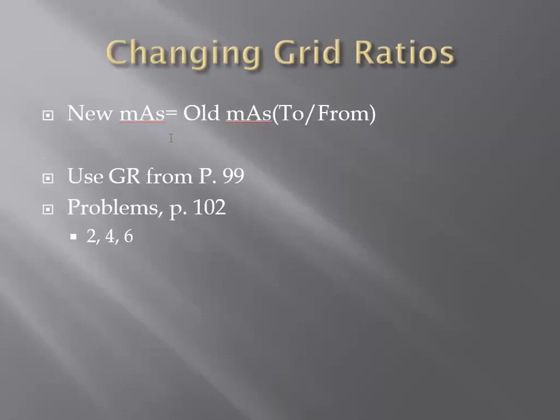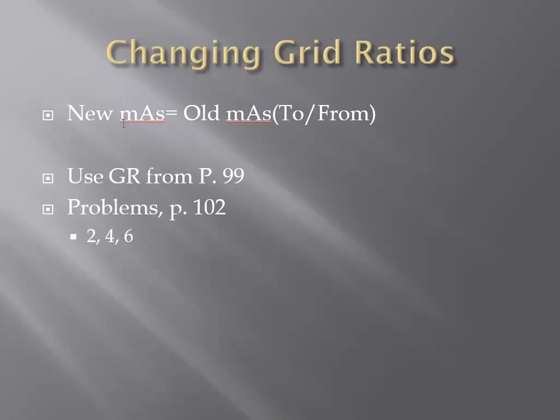So when we change from one grid ratio to another, anytime that we increase grid ratio, so we go from a 5-to-1 grid to a 10-to-1 grid, what we're going to have to do is adjust our mass. And if we increase grid ratio, then go from a lower ratio grid to a higher ratio grid, we're going to need to increase our mass. Most of the time you're not going to do that. Most of the time you're going to change from no grid to the presence of a grid. But on the registry and in this class and on the test, you're going to have to change grid ratio.